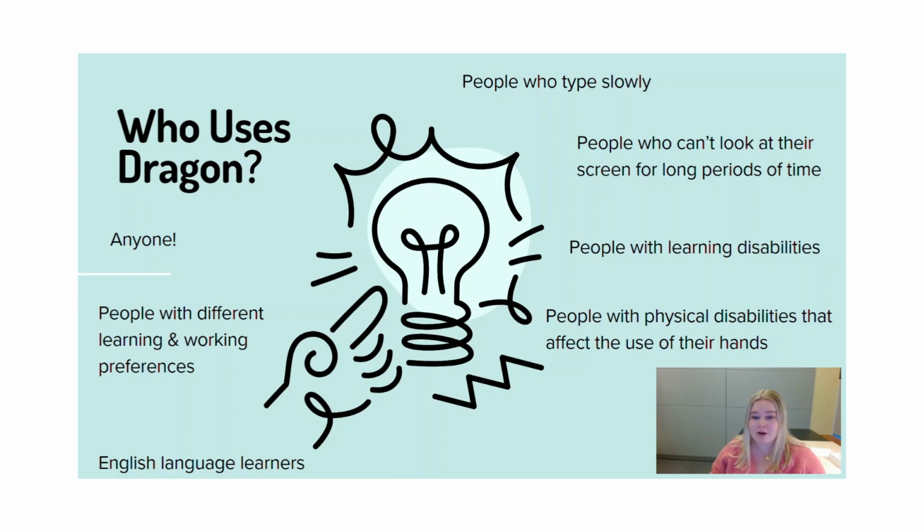An example scenario where I recommended Dragon was to a graduate student with a wrist injury to their dominant hand who needed to dictate their final assignments. Another example might be to an undergraduate student with a concussion who is unable to look at their screen for long periods of time and finds it helpful to dictate their work. Dragon can also be a helpful tool for anyone to use, as it may fit with different learning and working preferences.